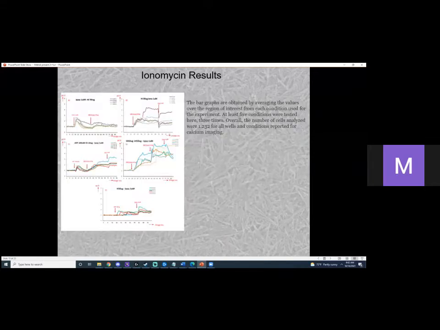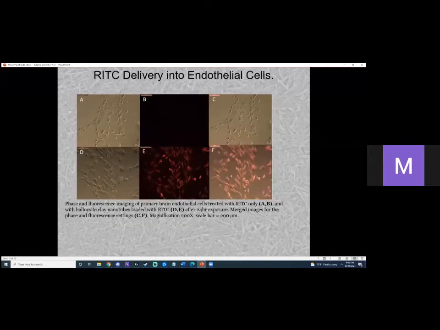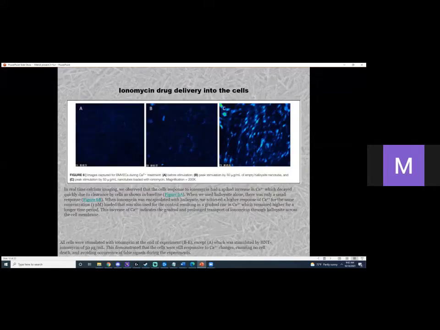I would also like to mention in the previous picture here, we kept cells with these samples for 10 to 12 days, and they were still looking very normal and were not stressed at all or dying. So this shows that the halocyte is also non-toxic towards these blood-brain barrier cells.